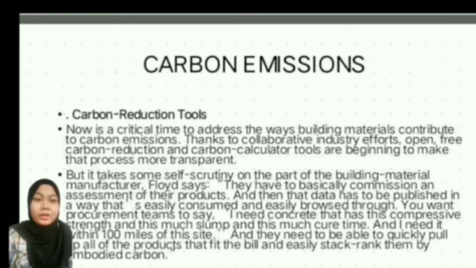Carbon emission, carbon reduction. Now this is critical time to address the waste of building material conversion to carbon emission. The construction industry's efforts towards carbon-free regulation and carbon calculation tools are beginning to make the process more transparent. But this is a safe security on the part of the building material manufacturers. Data published in the consumer reports bolster that.